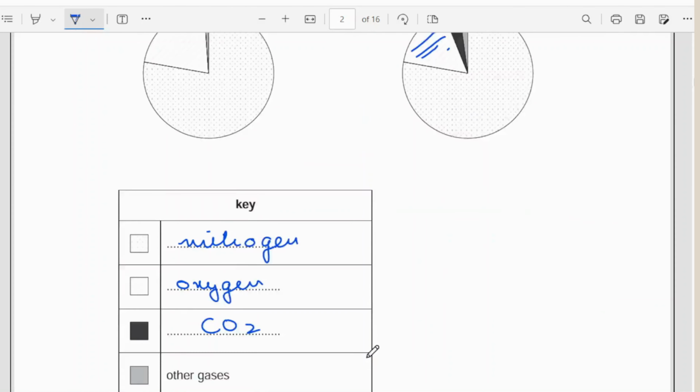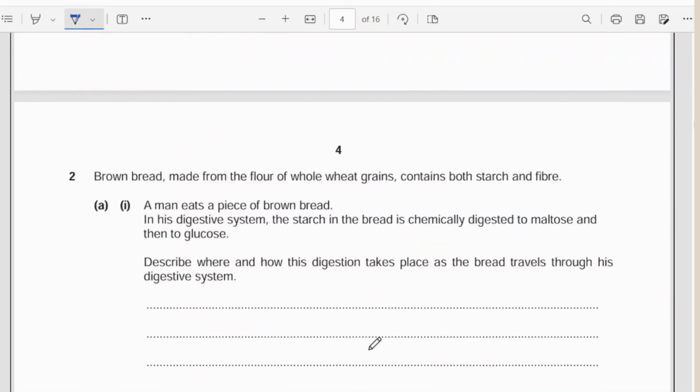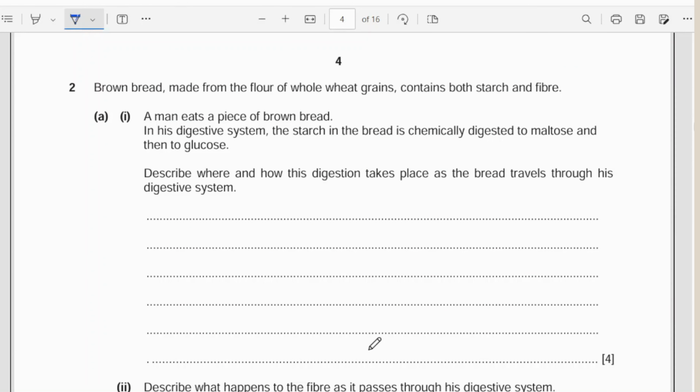Correct. Okay. Next question: brown bread made from flour of whole wheat grains would have a high amount of fiber. It contains both starch and fiber. Oh, it's written: a man eats a piece of brown bread. In his digestive system, the bread is chemically digested to maltose and then to glucose. Describe where and how this digestion takes place as the bread travels down the digestive system.